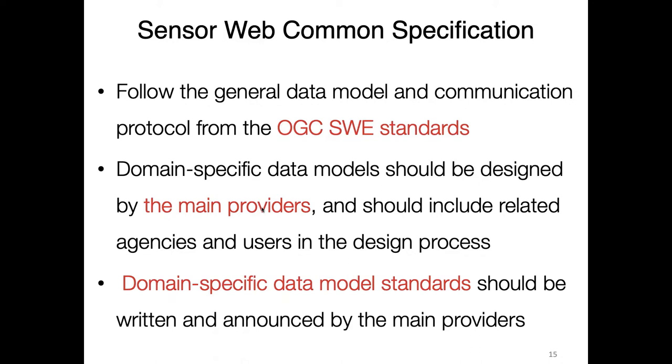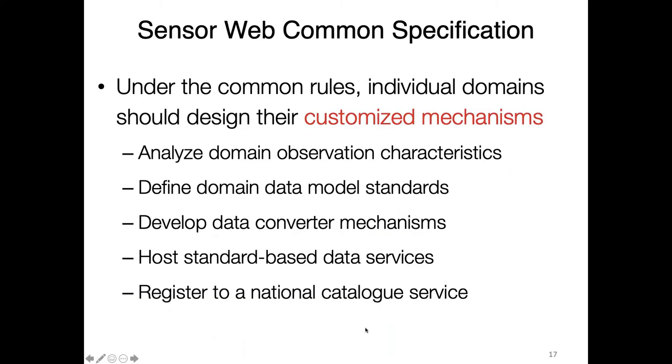And when they are designing those domain-specific data models, they should also include the related agencies and users in the design process. And of course, those domain-specific data model standards need to be written and also announced by the main providers. So I will skip this one. Basically, the main providers need to analyze their domain observation, define their domain data model, develop their conversion mechanism and host the standard-based data service, and then register to a national catalog service so that everyone can search for those types of data.